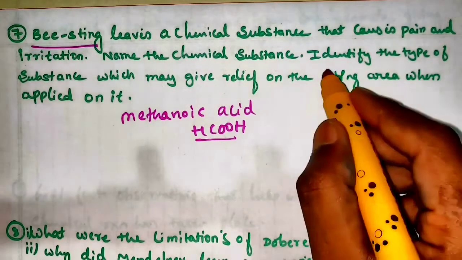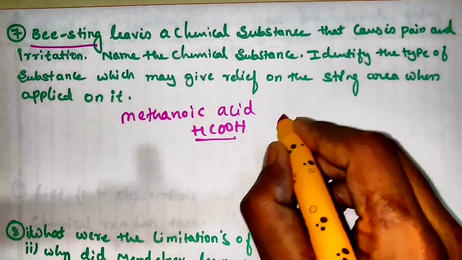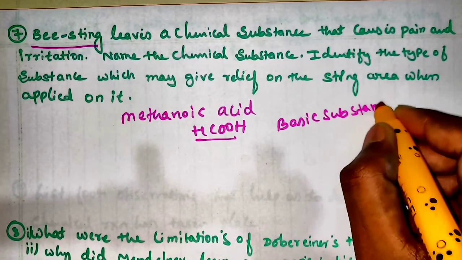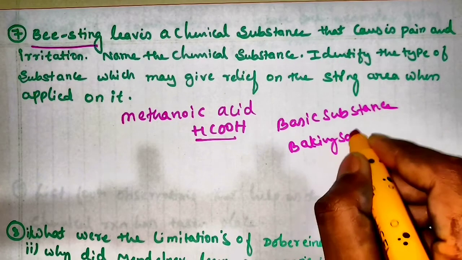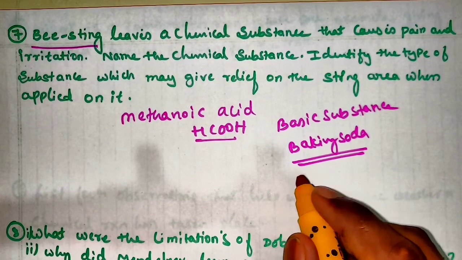Second, identify the type of substance. Since it is an acid, we need to use a basic substance. For example, we have to rub baking soda on the stung area, and it will give relief.